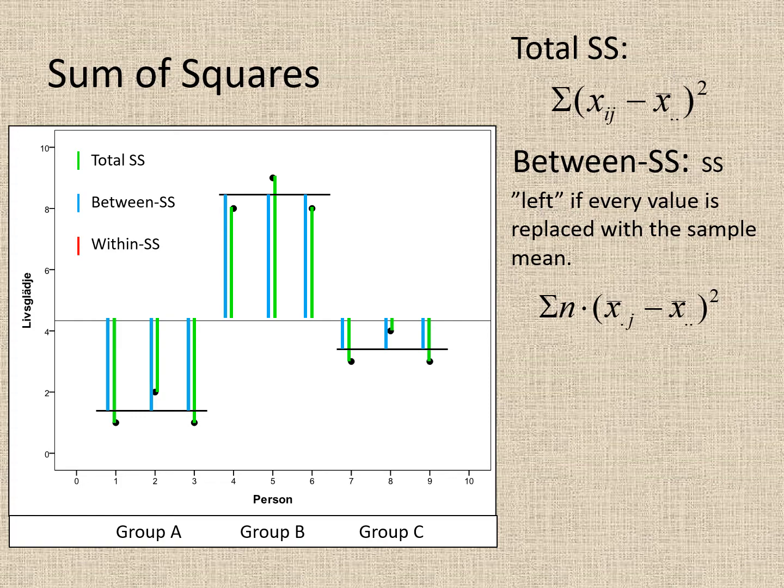This much is explained by group membership, so to speak. If we said that the only thing that matters for your life satisfaction is which of these 3 groups you belong to, this is how much of the variation that would be left.